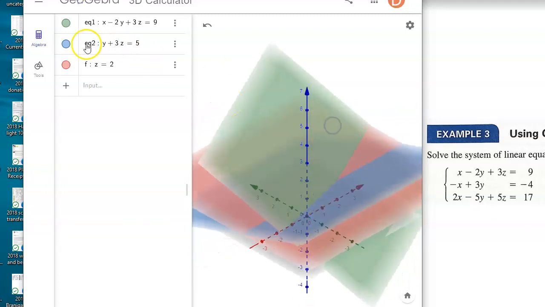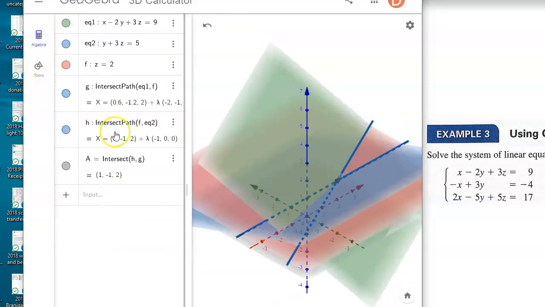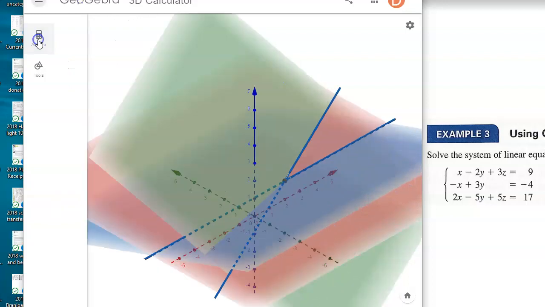You could take that out if you wanted to. And what's kind of neat about this is you can go into the tools, you can intersect two surfaces. So notice when I hit this, I hover over where the pink and the green intersect, it creates a line, so I'll put that in there. I hover over the blue and the pink, and it creates another line where those two planes intersect. And then you can stick a point where those two lines intersect. And if you look back here, there's our intersection, 1, -1, 2. And so GeoGebra will find the answer for you.